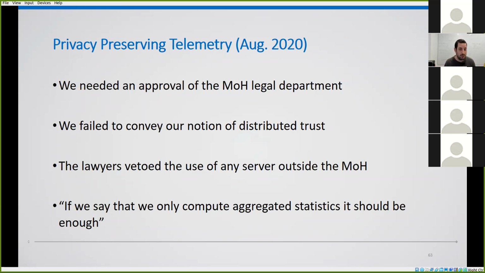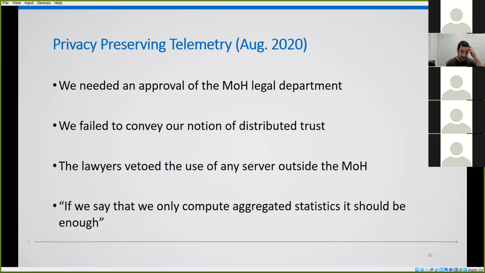And from their point of view, if the legal department is going to state that we're only going to compute and use aggregated statistics, this should be enough for the public. They're not very concerned about side issues, like what happens later if we get a subpoena, or if these servers get compromised, or whether it's possible to collect data without actually keeping any personal identification. They have the legal resolution, and this should be enough.